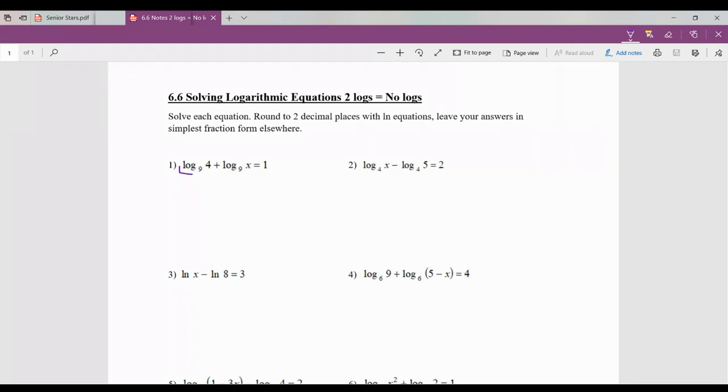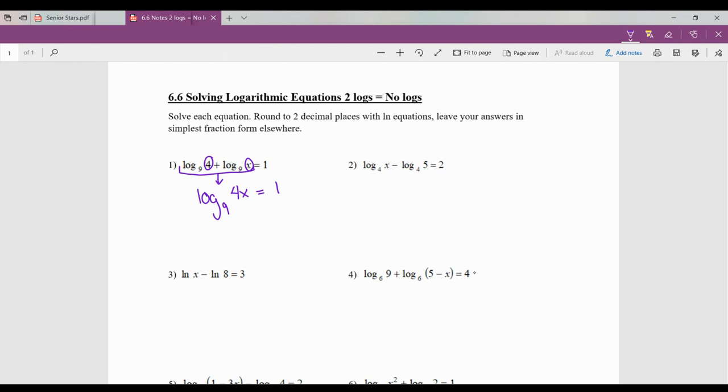The first thing is I want to combine those two logs. So using the properties of logarithms, it's going to be log base 9. I'm going to take this 4 and this x because it's adding, and multiply 4 times x equals 1. And now it's one log equals no log.